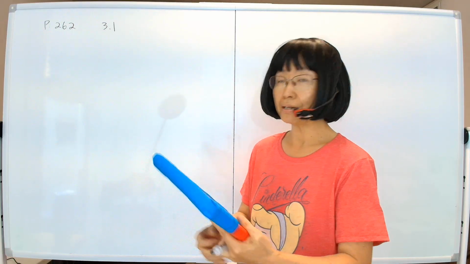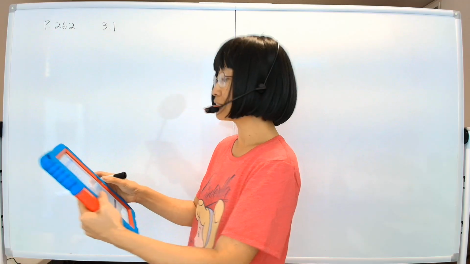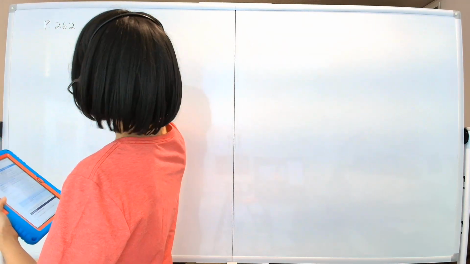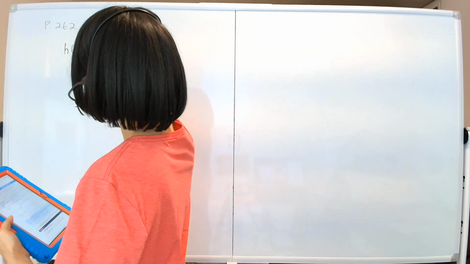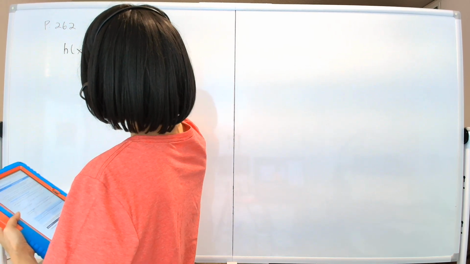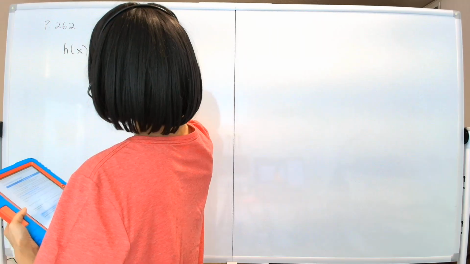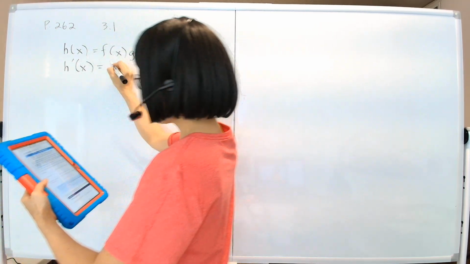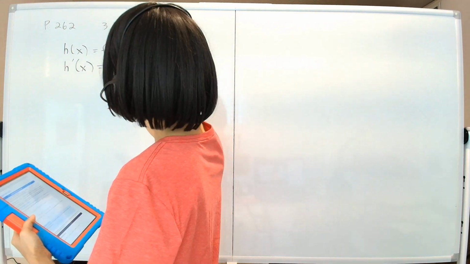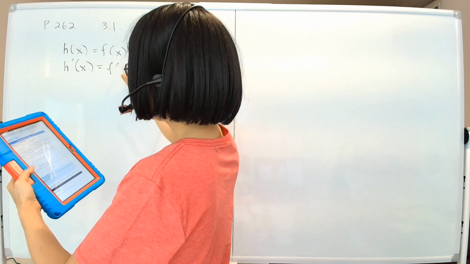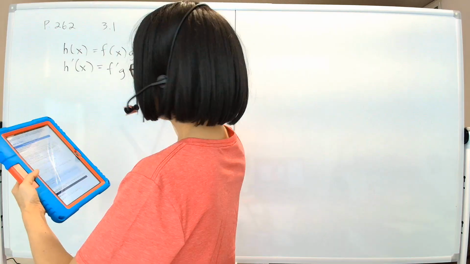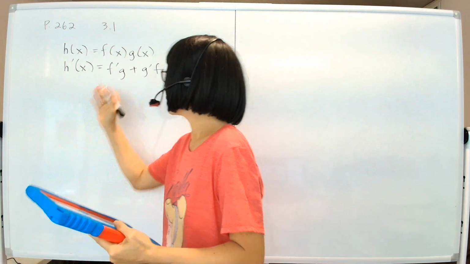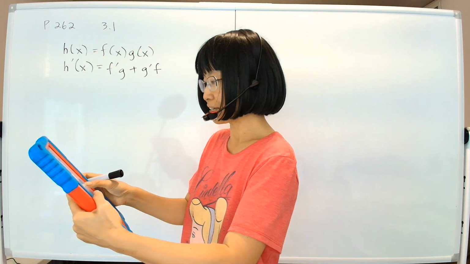Integration by parts is developed from a very simple formula, the product rule. Now the product rule, of course, says that if you have h of x equal to two functions multiplied together, f of x times g of x, then h prime of x by the product rule equals f prime g plus g prime f. I'm just skipping some of the x's because there are too many x's to write.